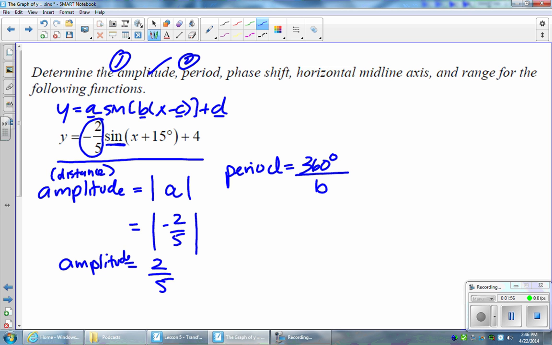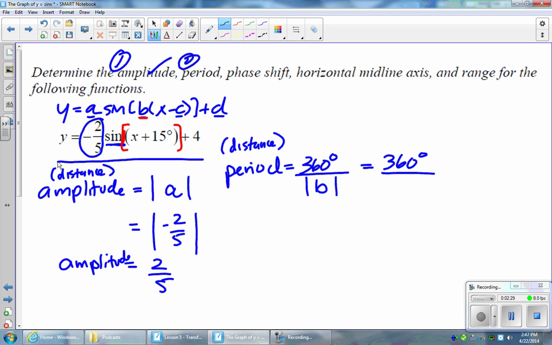And since period is once again a positive value, so it's a distance again, it's the distance at which this graph is repeating itself, you are actually dividing by the absolute value of b, so we always get a positive value. So 360 degrees divided by the b value. Now if we look at our function here, what is our b value? We do actually have a b value. The b value sits in front of the x minus c, so it's part of the argument. If I put square brackets around the x plus 15, my b value is actually 1.